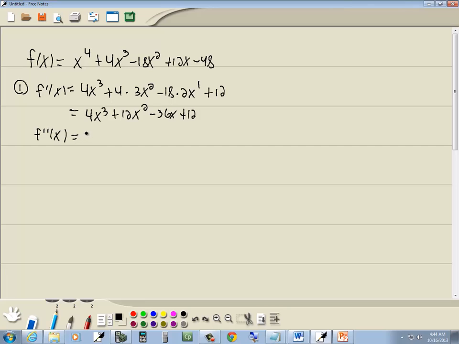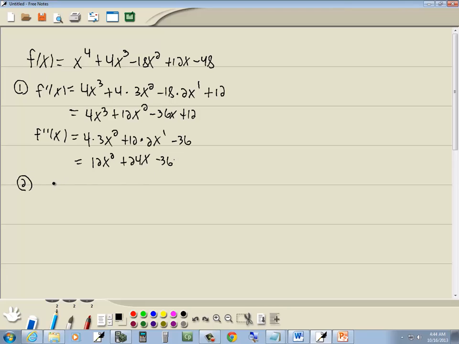Or second derivative, same thing. So 4 stays out there. Derivative of x to the third, take your power, put it out in front, lower it by 1. Plus 12 times, take your power, put it out in front, lower it by 1. And minus 36x becomes a minus 36. So it gives us 12x squared plus 24x minus 36.